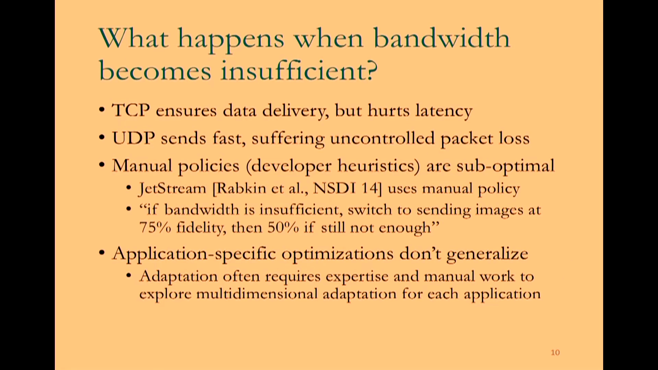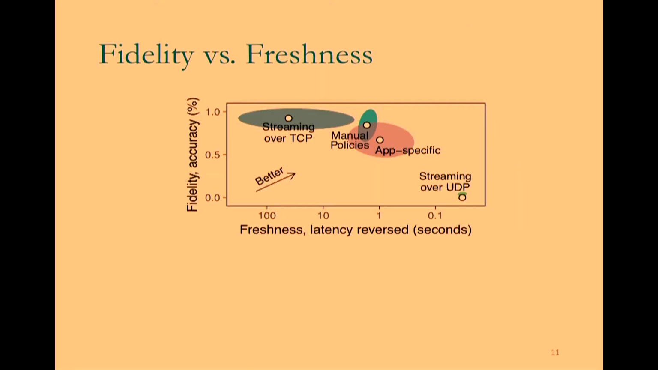So this list basically summarizes how the underlying schemes affect different application behaviors, and it basically boils down to this trade-off space between fidelity and freshness. The horizontal axis here is the data freshness, which is measured as the reverse of the latency, so the more to the right, the better. And the vertical axis here is the data fidelity, which is measured as the application accuracy, and it ranges from 0 to 1.